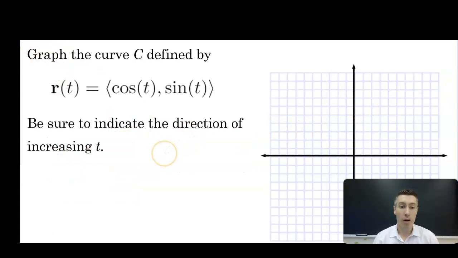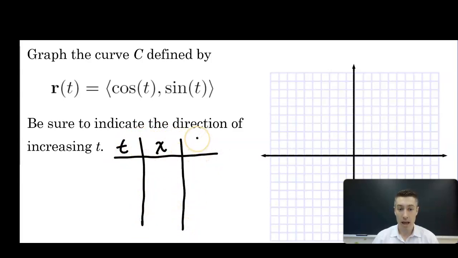Graph the curve C defined by r of t equals cosine t, sine t, and be sure to indicate the direction of increasing t. Okay, so essentially we want to find a few vectors to define the points on the space curve, and then we'll use those vectors to also indicate the direction of increasing t. So I find it helpful to create a table, and now our table will have a t column, an x column, and a y column. And the x, y, that's like a vector, right? x, y, output. So t being cos t, sine t, so let's go 0, pi over 2, pi, 3 pi over 2, and 2 pi.